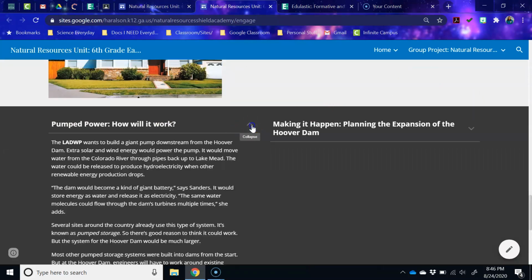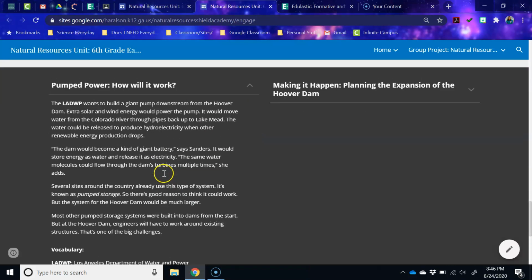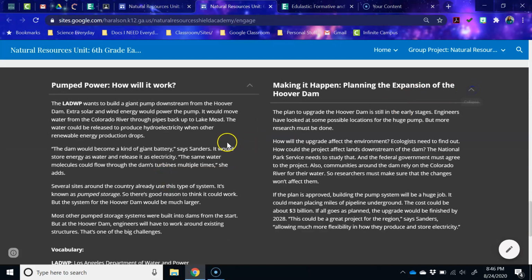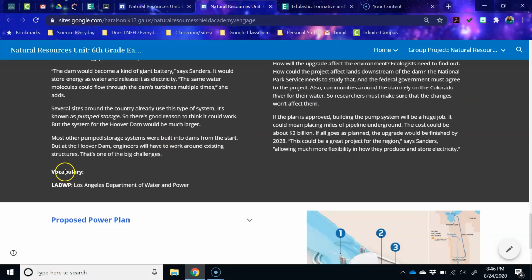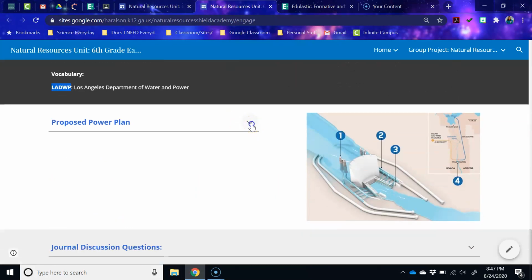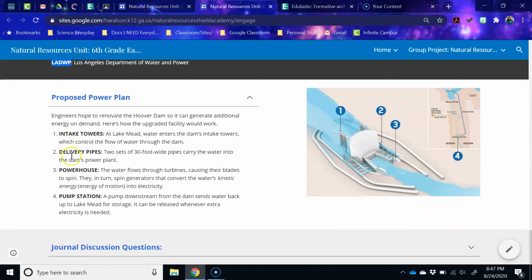And then pumped power, how will it work? And right beside it, you've got planning the expansion of the dam. And notice still we got vocabulary like LADWP. I honestly didn't know what that was until I looked it up myself. The proposed power plan. The 1, 2, 3, 4 goes with the picture over here so you can see what the diagram is for what they're going to plan on doing.